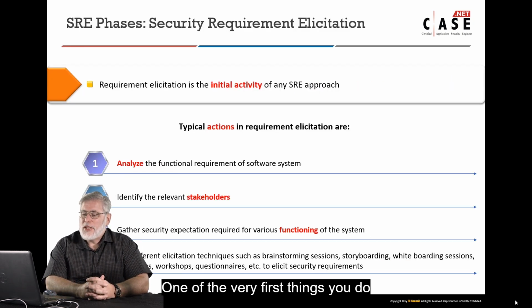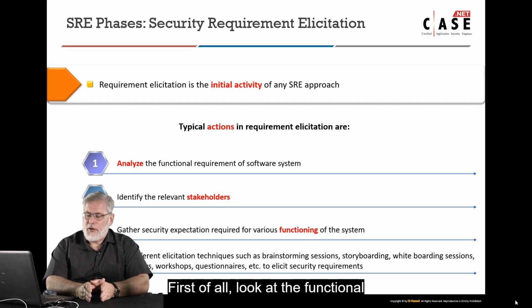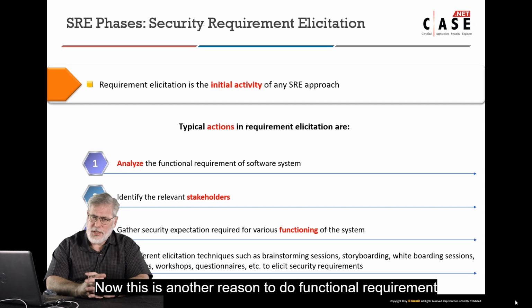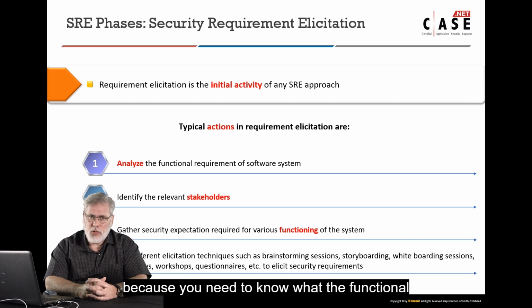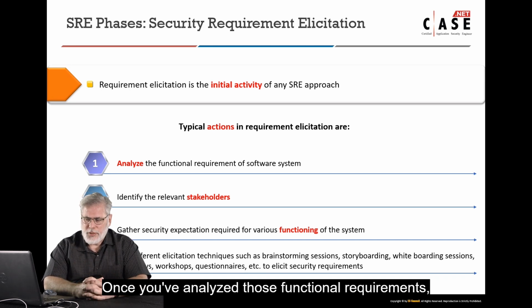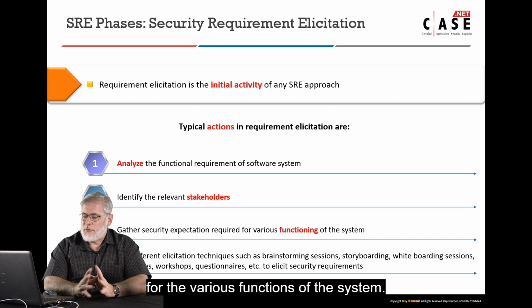One of the very first things you do in security requirement engineering is that elicitation. First of all, look at the functional requirements of the software. What is it supposed to do? Now, this is another reason to do functional requirements and security requirements separately, because you need to know what the functional requirements are in order to then do security requirements. Once you've analyzed those functional requirements, identify relevant stakeholders, gather the security expectations for the various functions of the system.